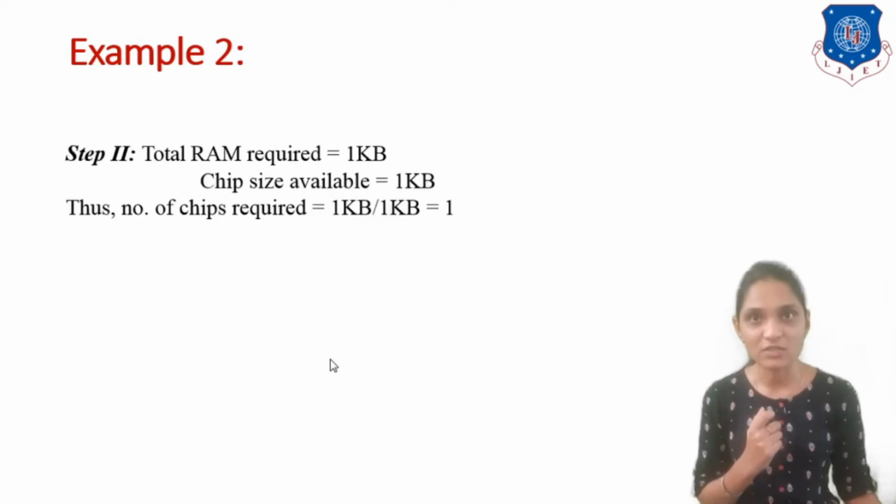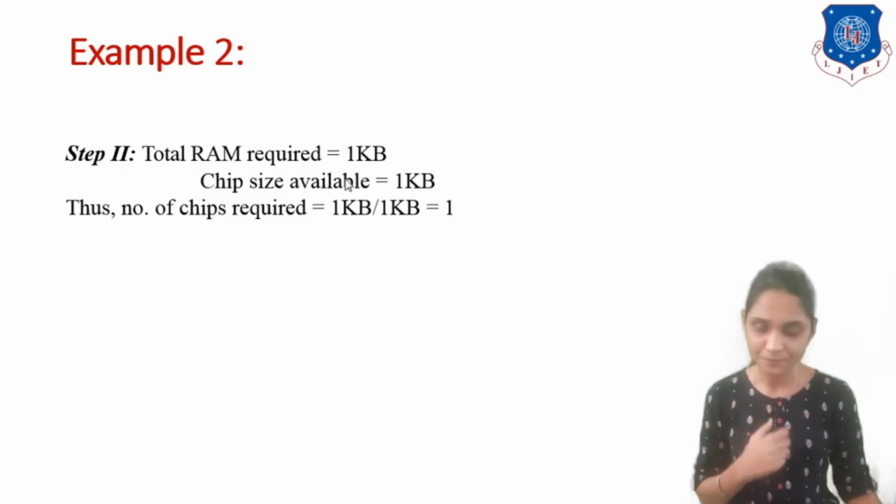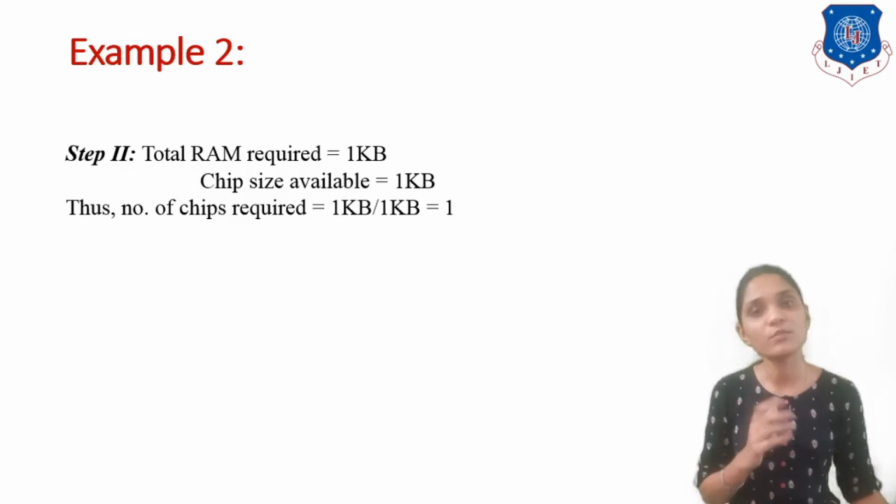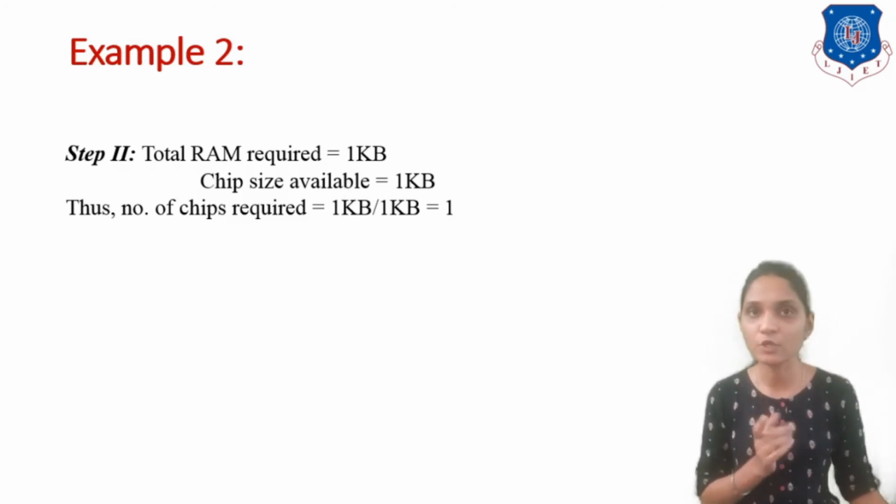Next, we have to connect one RAM of 1 kilobyte, and the chip available for this RAM is also 1 kilobyte. So the number of chips required will be 1 kilobyte divided by 1 kilobyte, that is 1.